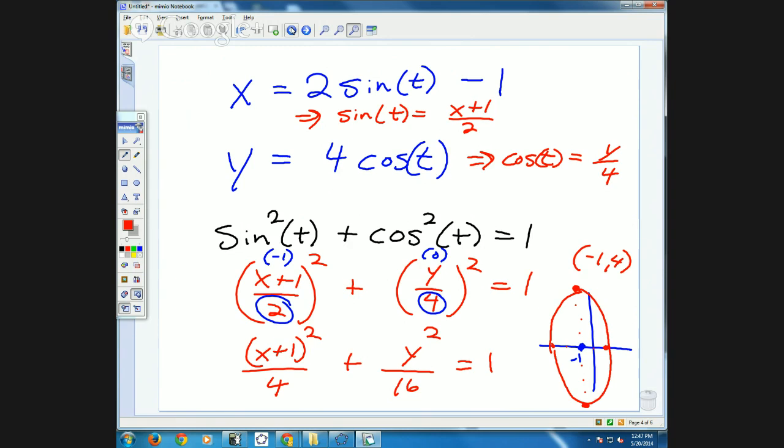I don't believe it. Good. I don't care. But that's one use of parameterization.